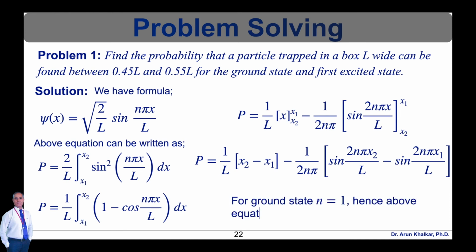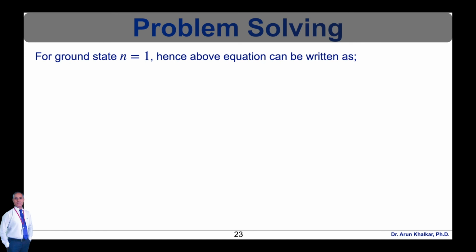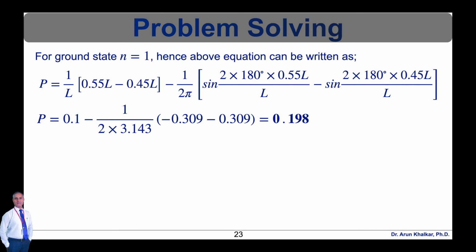For ground state, small n is equal to 1, hence the above equation can be written as P equal to 1 upon capital L in square bracket 0.55 capital L minus 0.45 capital L, as per the given values. These are the values of x2 and x1. Minus 1 upon 2 pi in square bracket sine of 2 into 180 degree into 0.55 L upon capital L minus sine of 2 into 180 degree into 0.45 capital L upon capital L. After solving this, we get P equal to 0.1 minus 1 upon 2 into 3.143 in bracket minus 0.309 minus 0.309. So after solving this, we get the value P equal to 0.198.